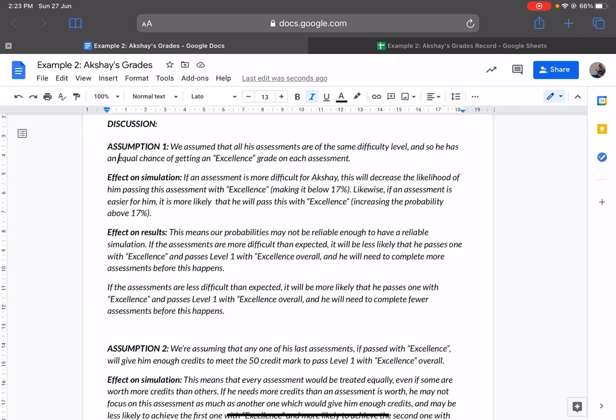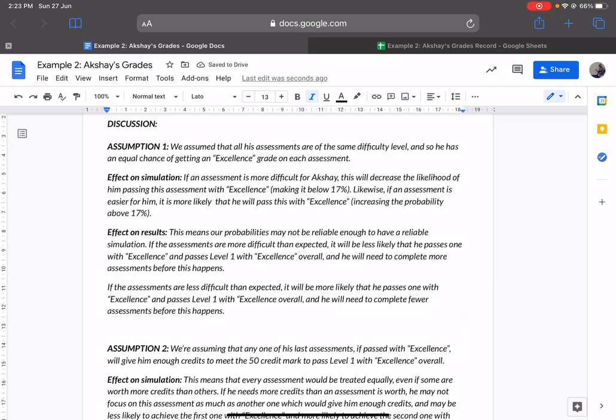So the effect on our results is that our probabilities might not be reliable enough to have a reliable simulation. So that if the probabilities aren't reliable, our simulation won't be reliable. If the assessments are more difficult than expected, it will be less likely that he passes one with excellence and passes level 1 with excellence overall. And he will need to complete more assessments before that happens.